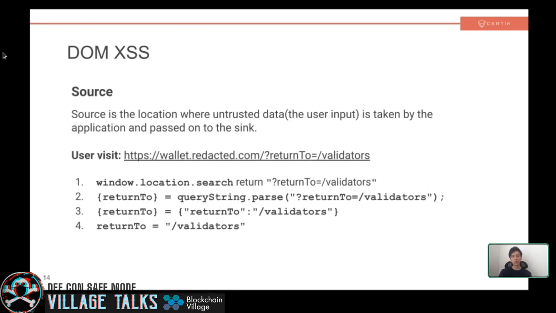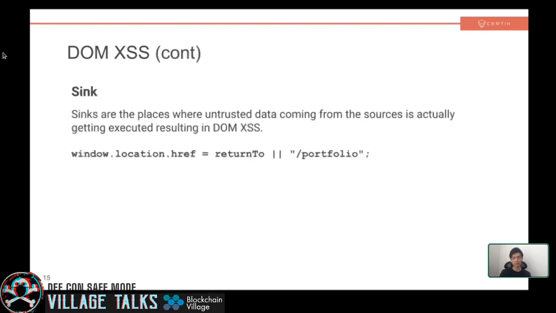So DOM XSS requires a source and a sink. The source is the location where untrusted data, the user input, is taken by the application and passed to the sink. So when the user visits this URL, window.location.search will return ?returnTo=/validators, and the returnTo object will contain the string /validators.